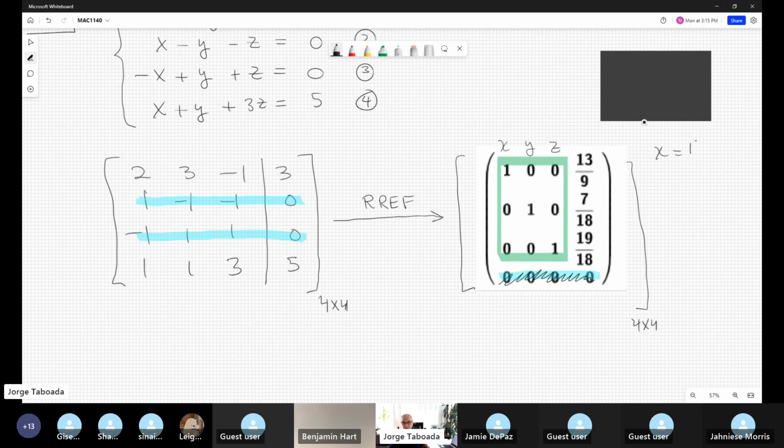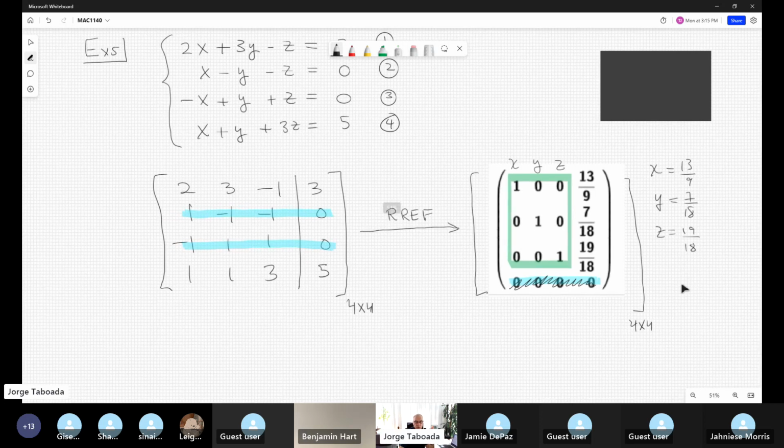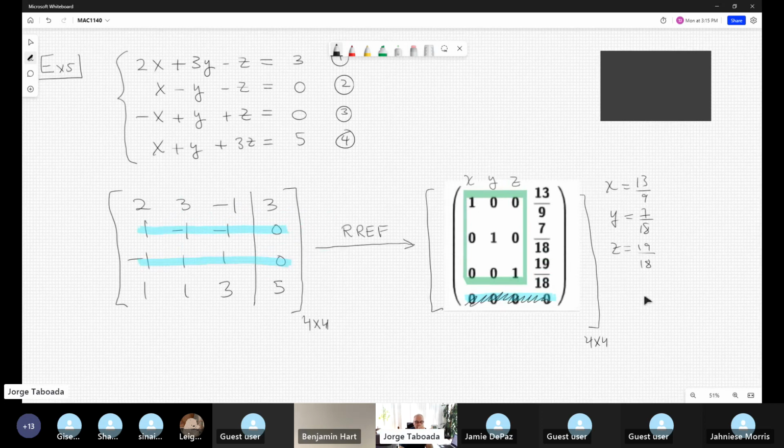Now the final answer is, it's weird, but it's the answer. X is equal 13 over 9. Y is equal 7 over 18. And Z is equal 19 over 18. End of the story. My system, which at the beginning had 4 equations, is actually in 3D because the dimension depends on the unknowns that we have in the problem, in the 3-dimensional space. Actually, I discovered that 2 planes are the same plane. But you don't need elimination to discover that for you.